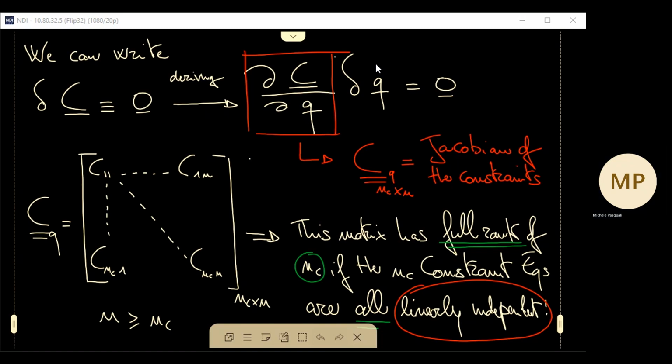Okay. Please allow me to continue. So we finally write that our DQD is equal to minus CQD to the minus one. We can invert it because it's a square matrix. And it's non-singular. Let's see.